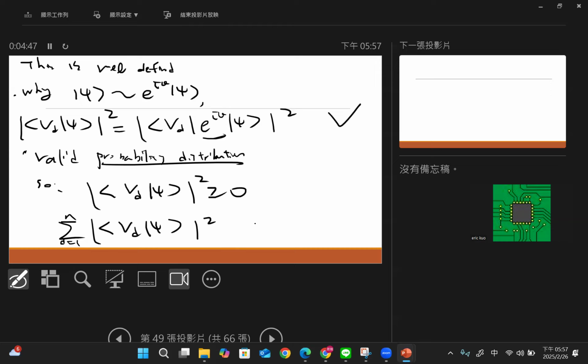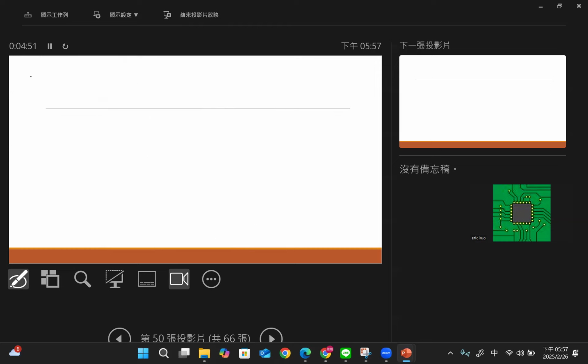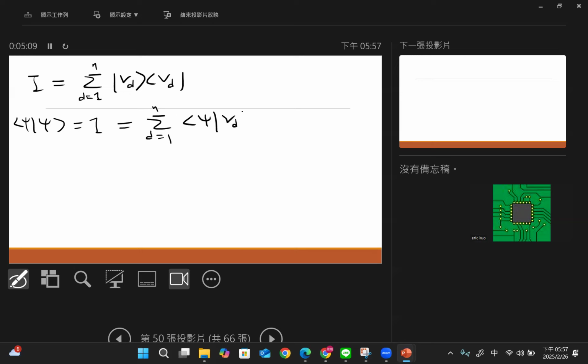And why does this sum to 1? Remember yesterday's lecture, where I talked about the so-called resolution of identity. You take any orthonormal basis, you write this notation, and this projector will give you 1. So obviously, if you take psi, which is normalized, the sum over d from 1 to n of psi, vd, psi, these are complex conjugates, right?